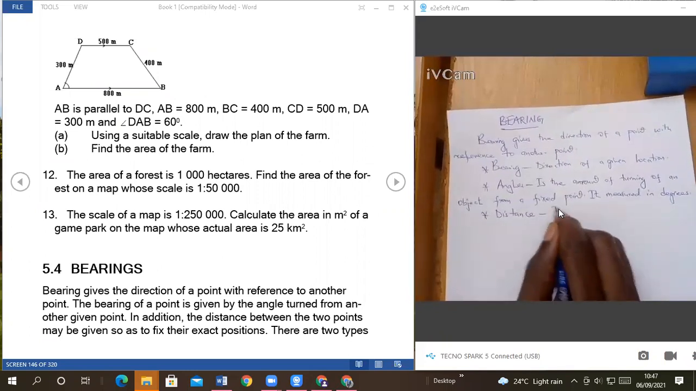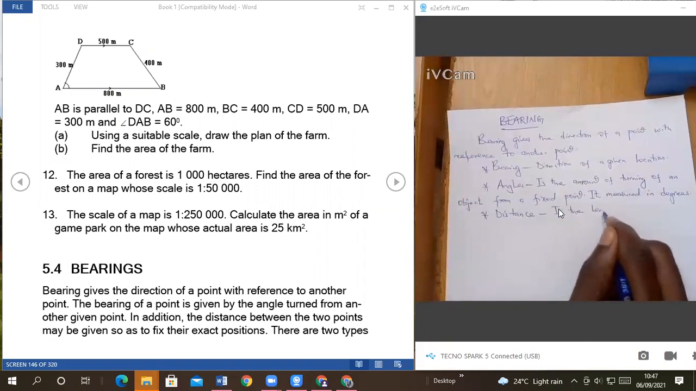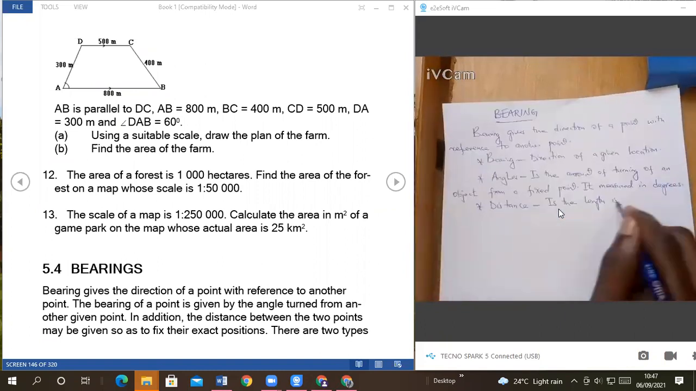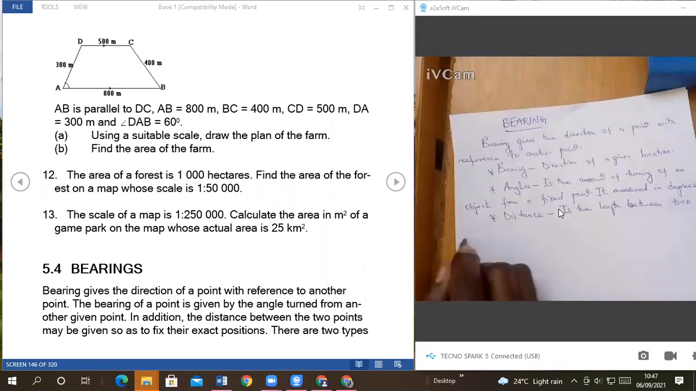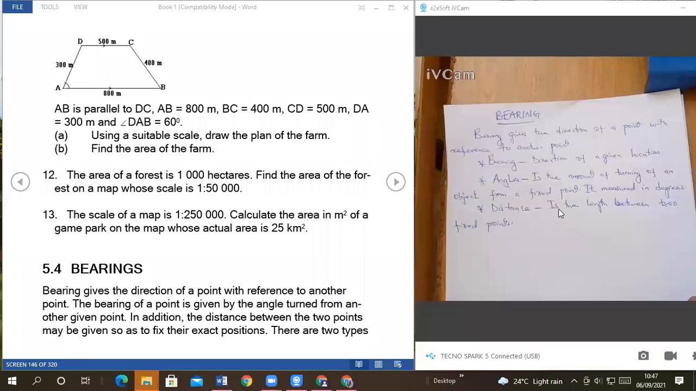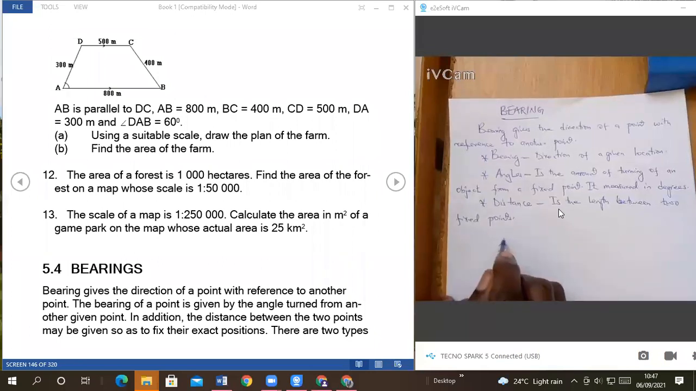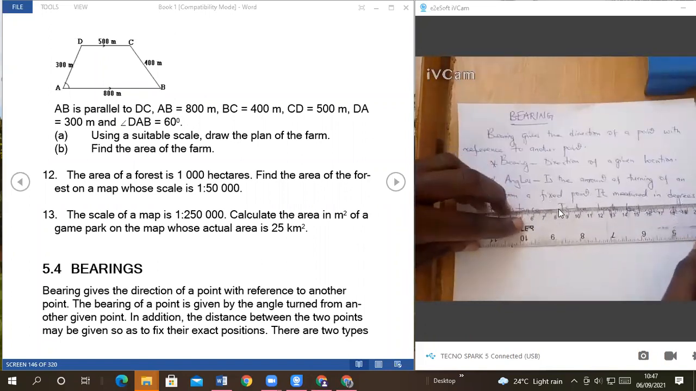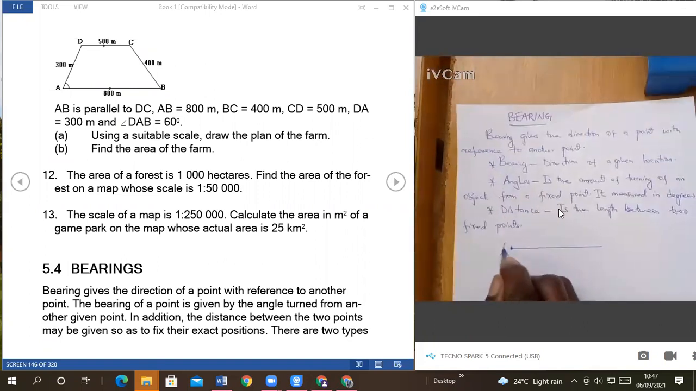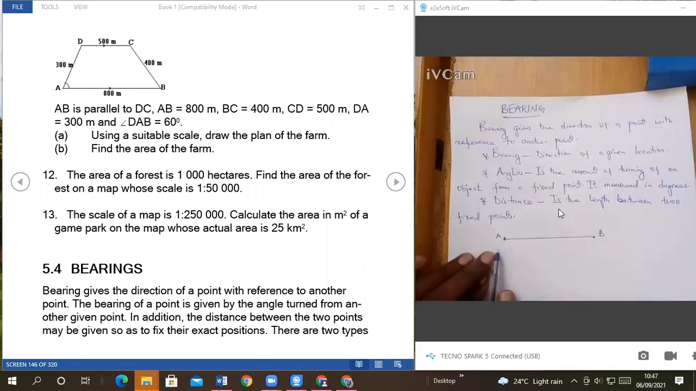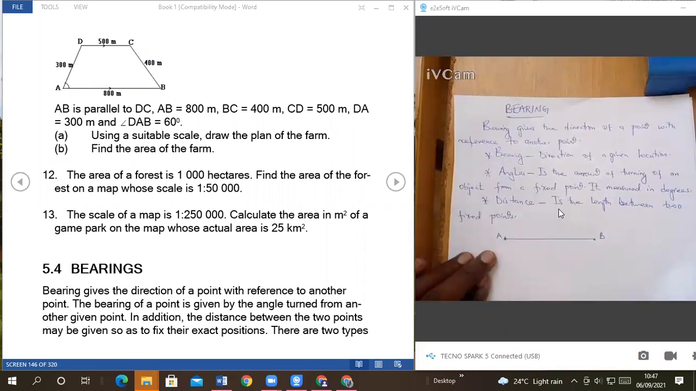So we say distance is the length between two fixed points. When I have something like this, this is point A, this is point B. The length between point A and B is what we call the distance.